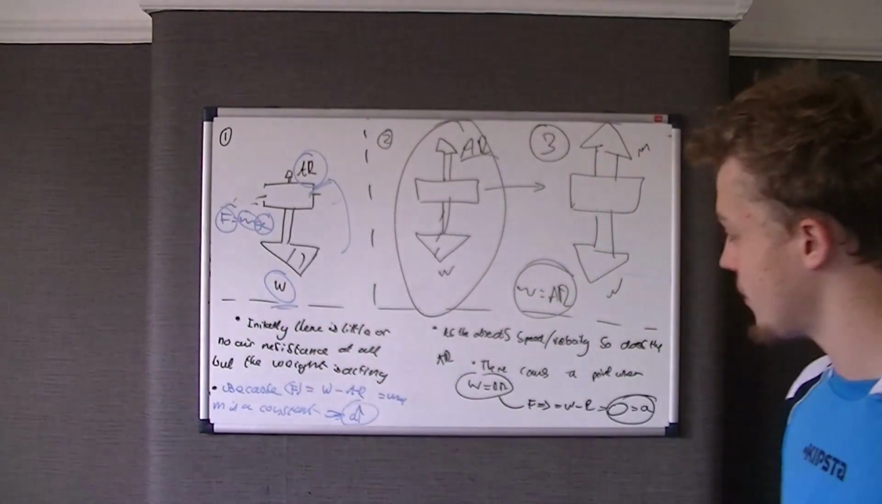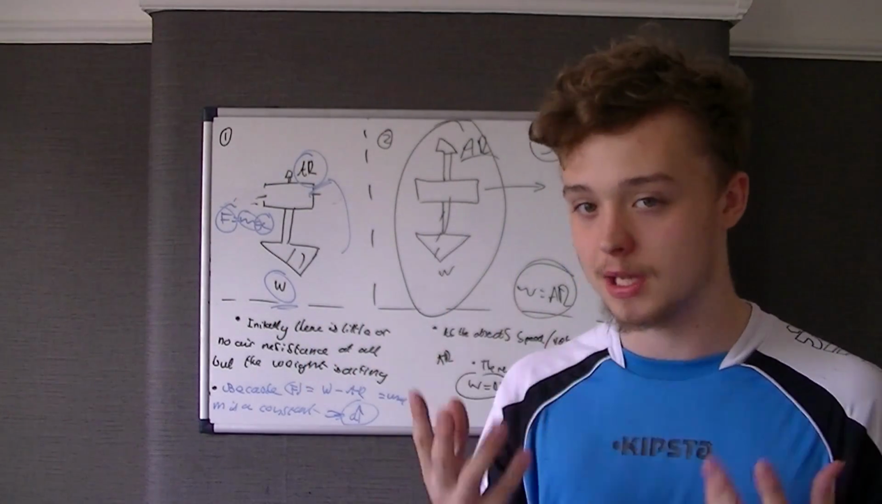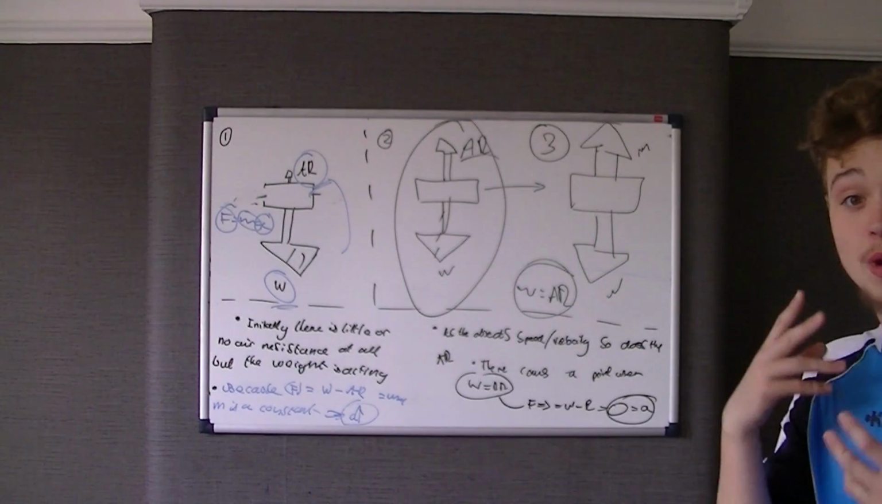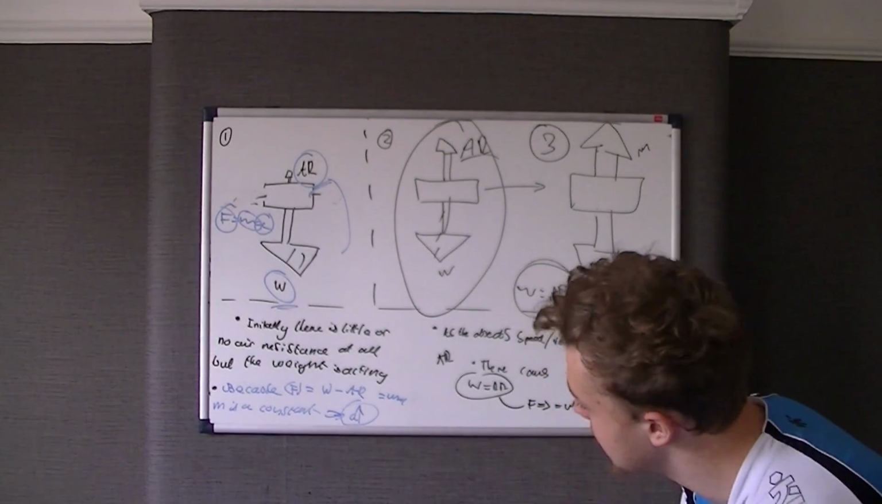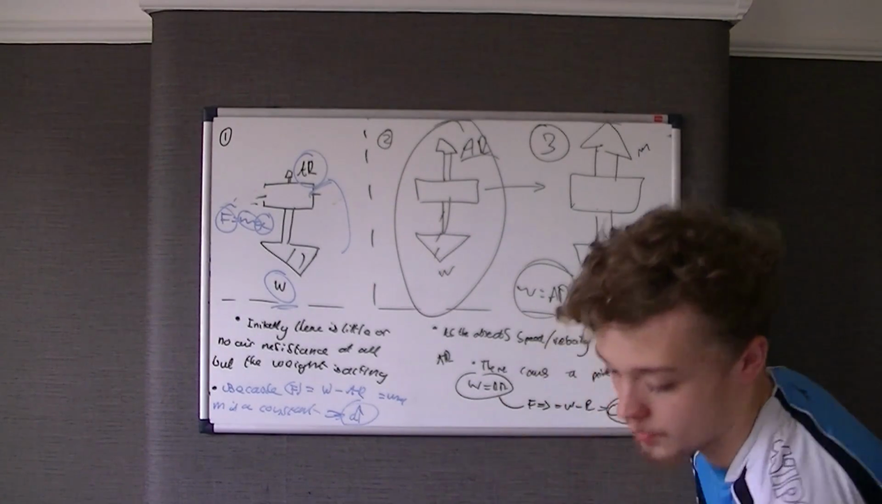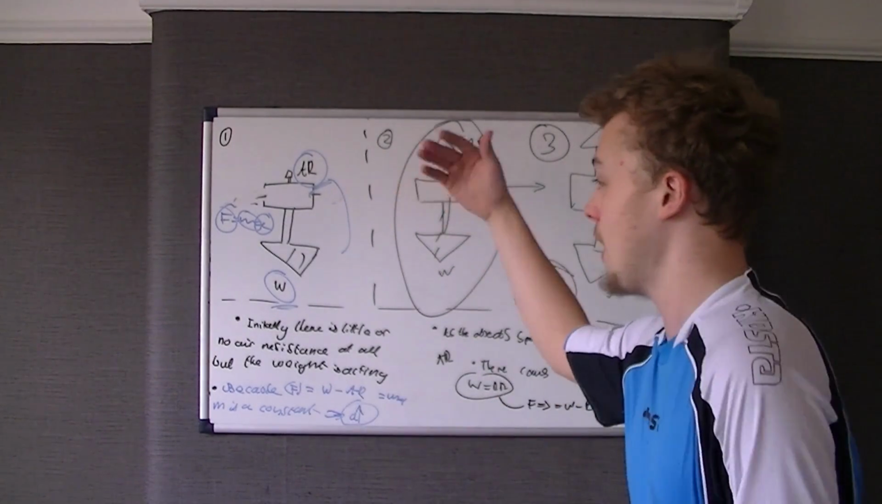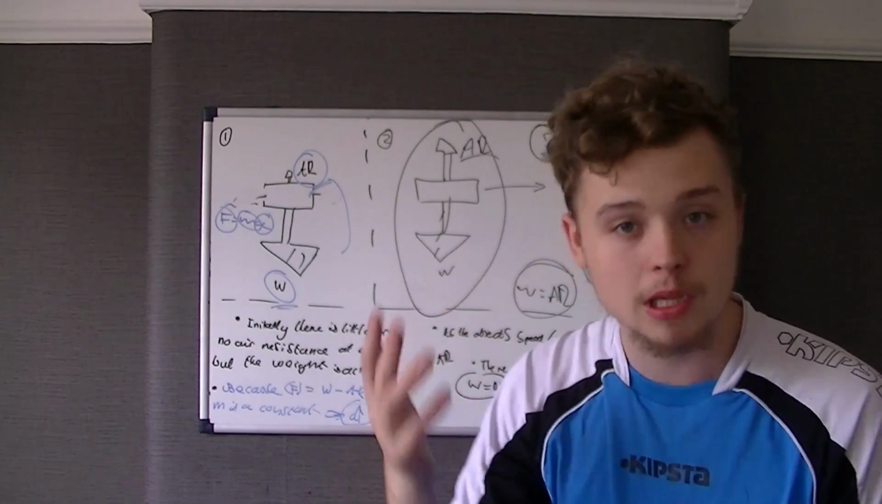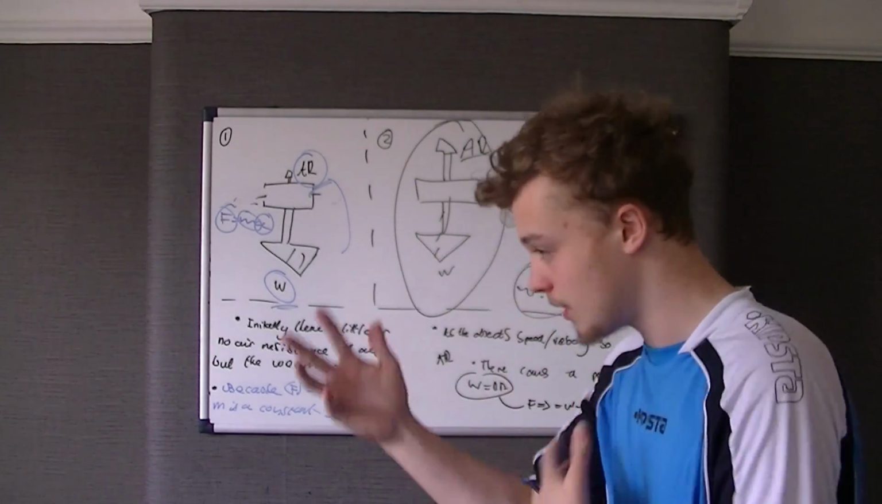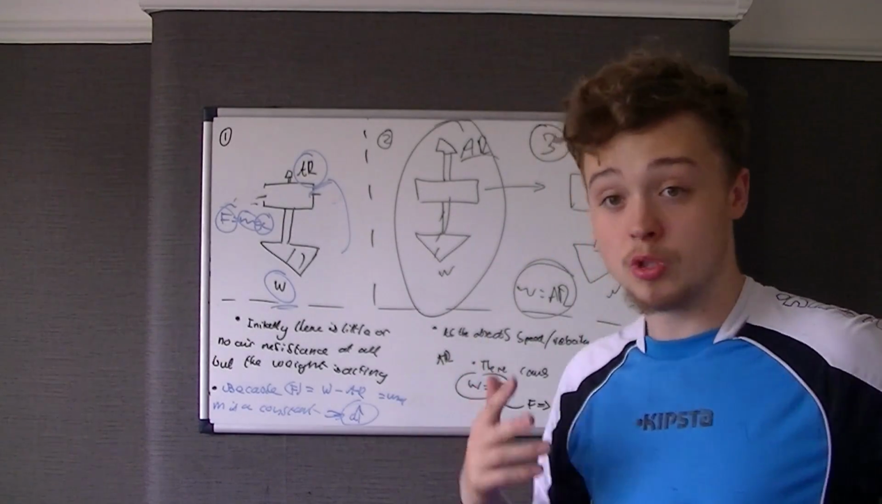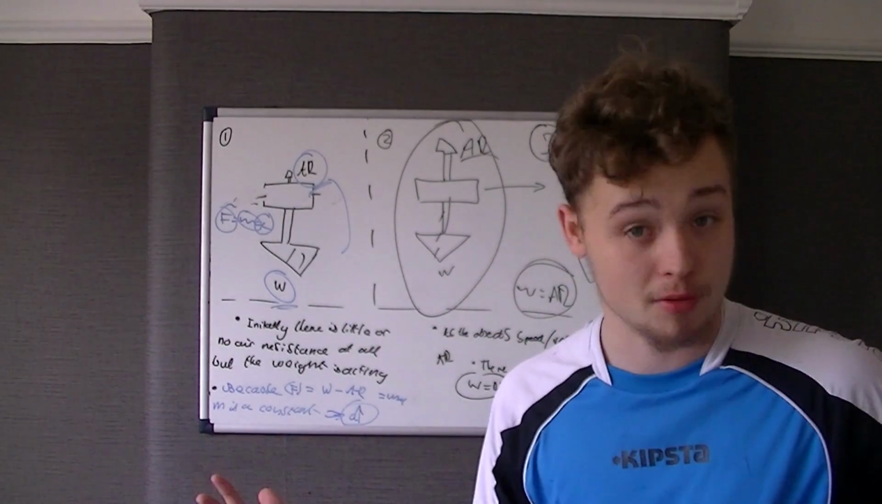So that's a very quick recap on that little bit. And as I said, they like to ask that as a 6-mark question. So all you need to do is talk about the relationship between the weight and the air resistance as the object builds speed, and relate the fact that the resultant force is the weight take away the air resistance.